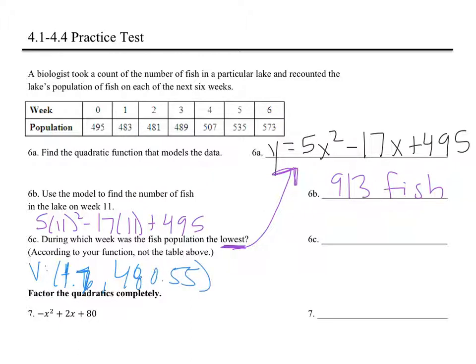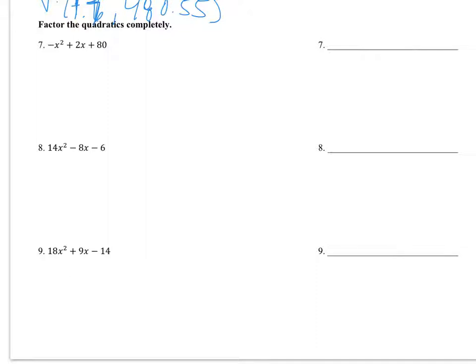480.55. So it's saying fish population, so I have to know, is that my X or my Y? So population, if I go back and look, population was the Y value. So my answer would be 480.55 fish. Now if you rounded to 480, that's fine. If you rounded to 481, I would also accept that. And all the last questions are all factoring.